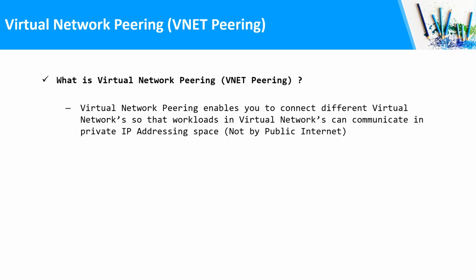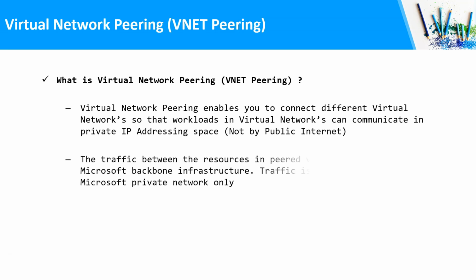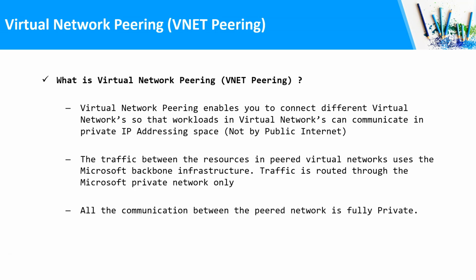VNet Peering in Azure enables you to connect different virtual networks so that the workloads in those paired networks can communicate using private IP addresses. In other words, resources in the paired network can connect directly without the need for public IP addresses. The traffic between the resources in the paired network uses Microsoft's backbone infrastructure. All the communication between the paired network is fully private.